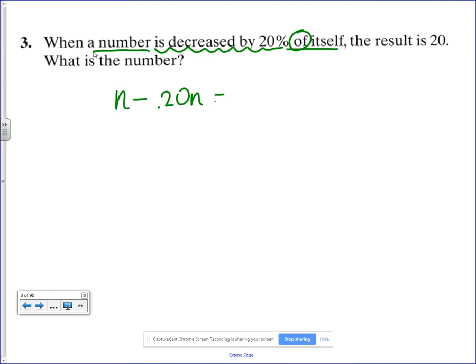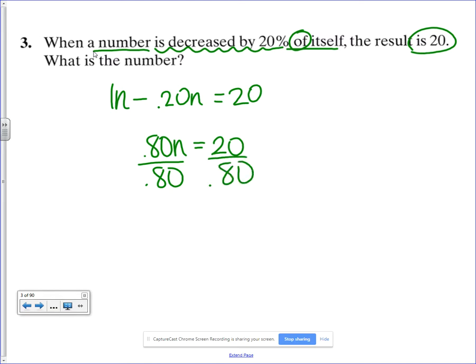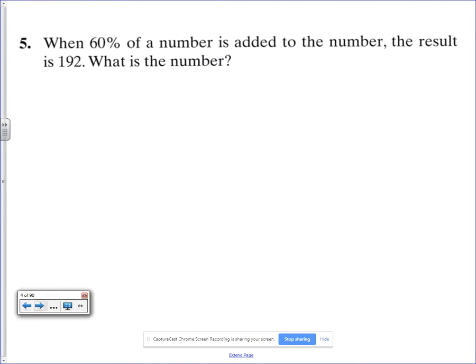The result is 20. Okay, so where we're translating here, I can put those n's together. Remember, there's a 1 in front of here, so if I take 1n minus 0.20n, that gives me 0.80n. In order to solve this, we will be dividing. Obviously you can use 0.8 there instead of 0.80, and you should get n is 25.